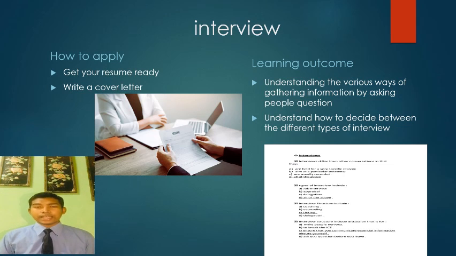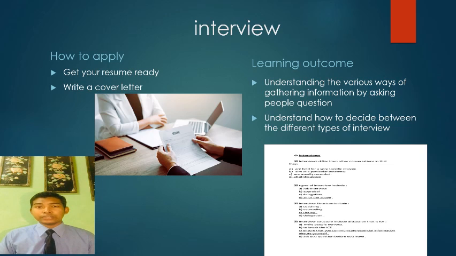For the next slide, I choose interview for the best measure with performance assessment. To apply interview, students must get resume ready and write a cover letter. The learning outcome of the interview is understanding the various ways of gathering information by asking pupils questions. Learning outcome of interview is also understanding how to decide between different types of interview.